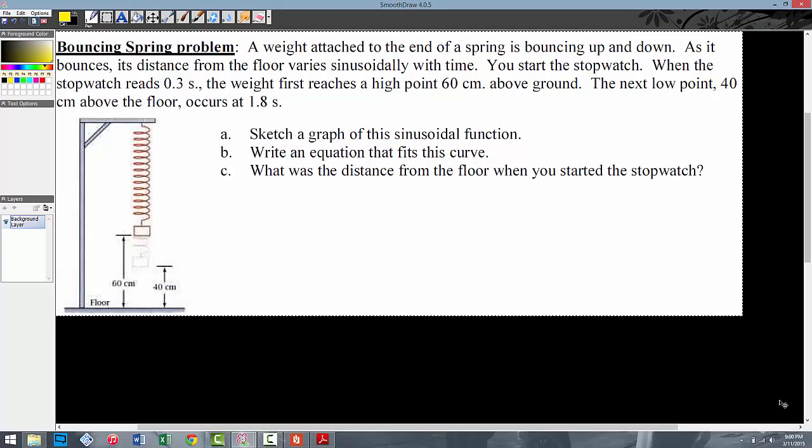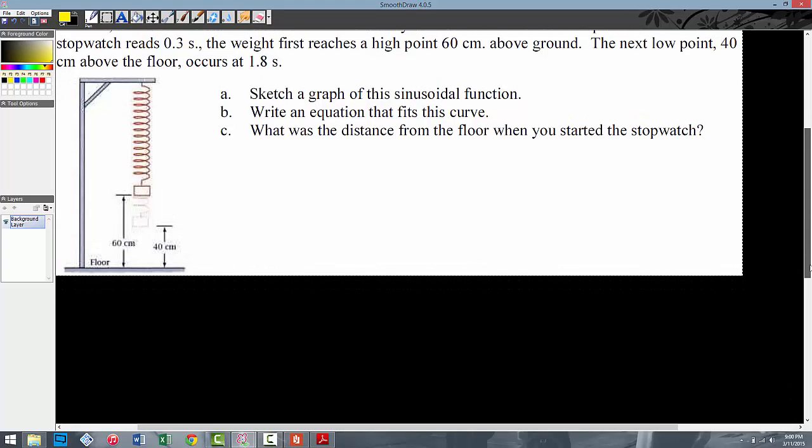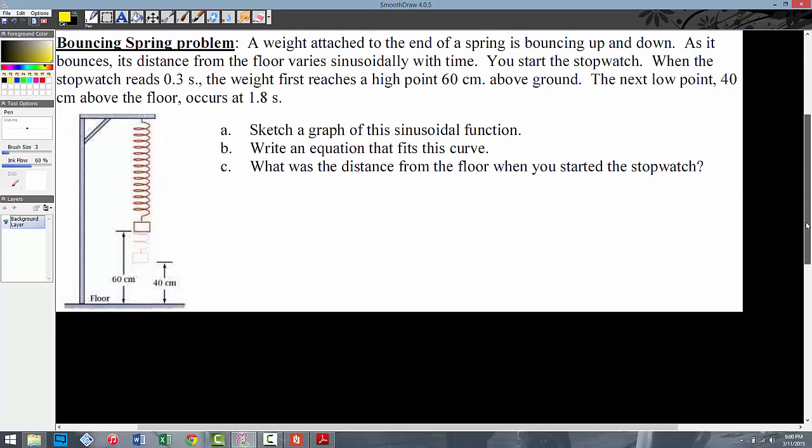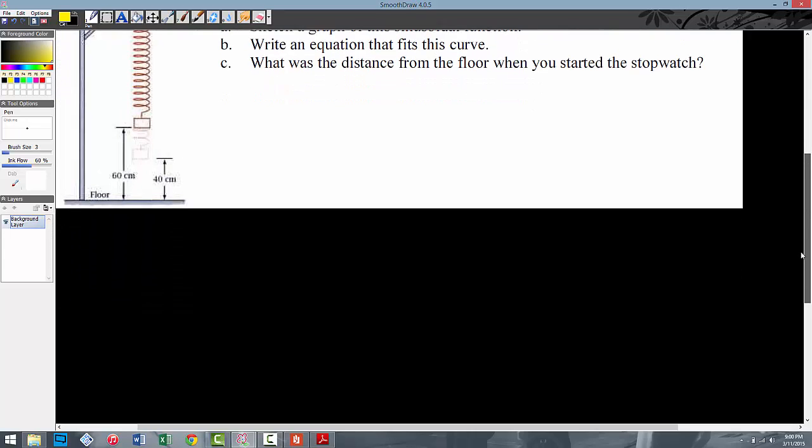So right before you left yesterday, I asked you guys to handle the bouncing spring problem. I don't remember if we actually did that one in class to review, but let's just do it again, why not? It says, a weight attached to the end of a spring is bouncing up and down. As it bounces, your distance from the floor varies sinusoidally with time. You start the stopwatch when the stopwatch reads 0.3 seconds. The weight reaches the high point of 60 centimeters above the ground. Let's see what that looks like.